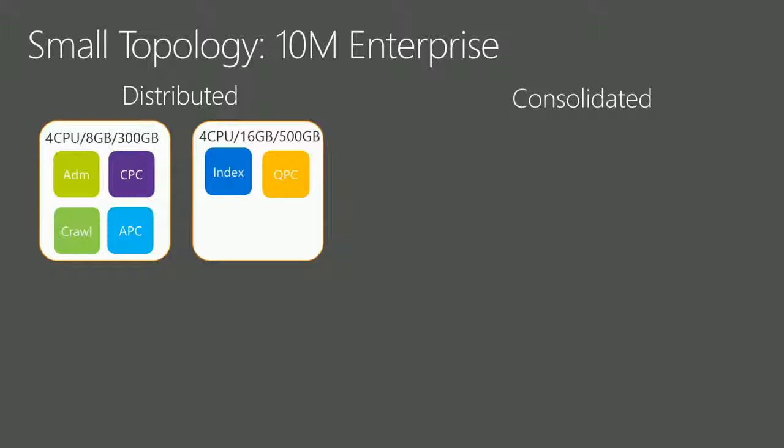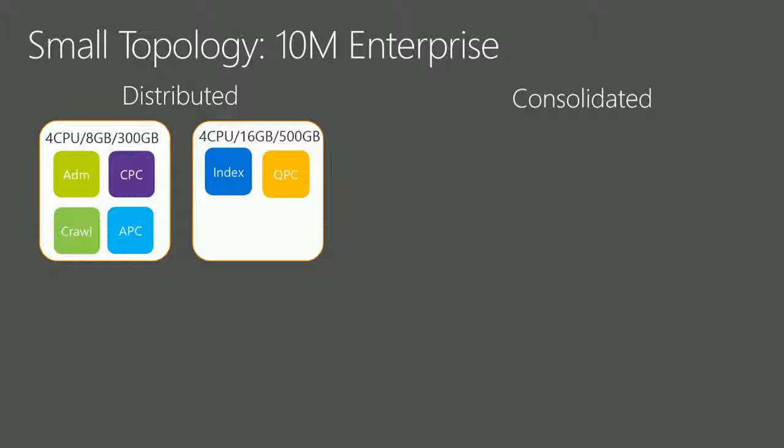This information has been out there for a long time. It's readily available on TechNet. I'm going to go through it kind of quickly so we can get to Paul's demo, which is actually showing how to work with the topology. Small topology is basically our reference architecture of 10 million documents. And you can fit 10 million documents supported into a single index partition.